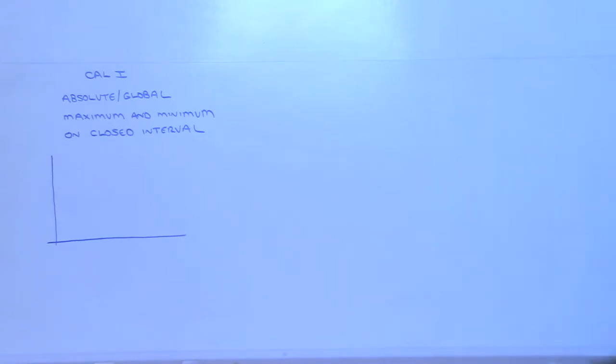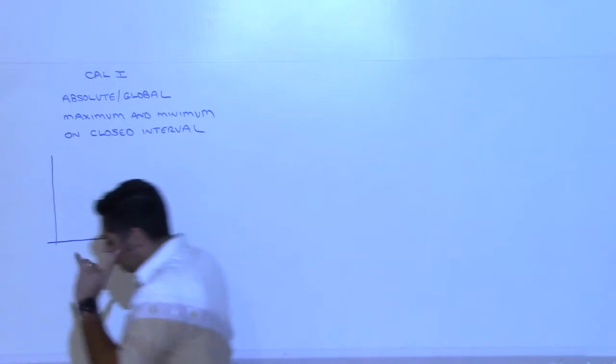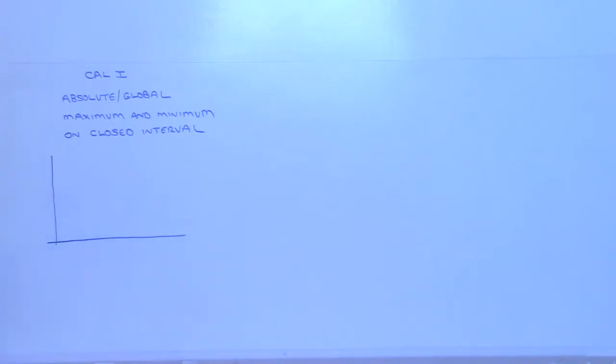Still stuck? Okay. All right, so from last class, we were talking about how in Cal 1 we had 2 different methods for finding max and mins. Just to remind you, in Cal 1 we had this idea of an absolute or global maximum and minimum value of a function on a closed interval.